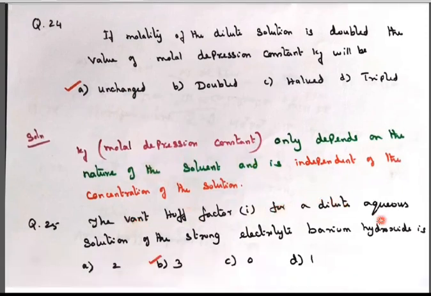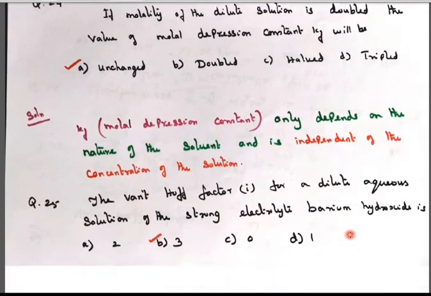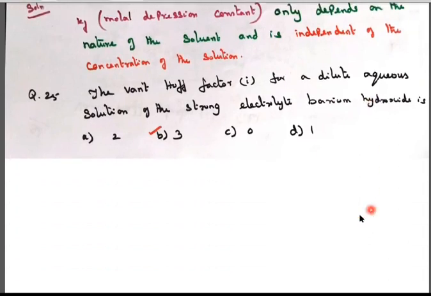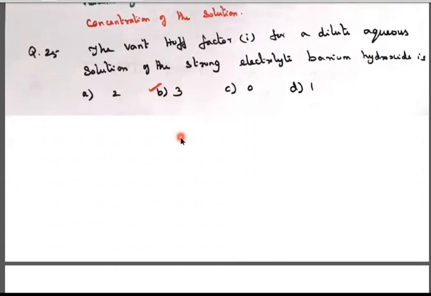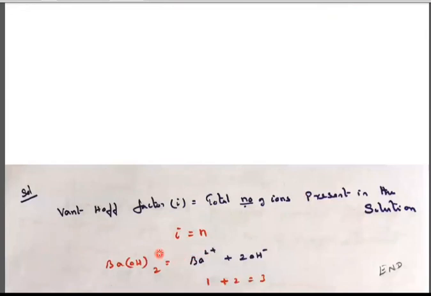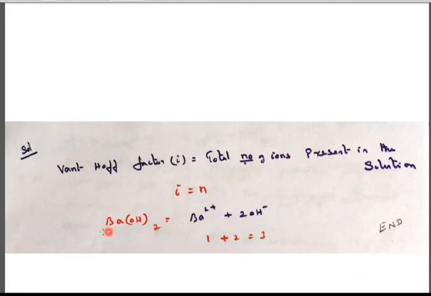The van't Hoff factor i for dilute solutions of a strong electrolyte, barium hydroxide, Ba(OH)2: barium is 1 and hydroxide 2. Barium valency is 2, so 1 barium and 2 hydroxide is nothing but 3. So 3 is the van't Hoff factor. For a strong electrolyte, I already told you i is equal to n, the number of ions. So let us see the number of ions of barium hydroxide. The van't Hoff factor i is equal to the total number of ions present in the solution. Barium hydroxide has the formula Ba(OH)2, Ba2+ and 2 OH minus, 1 plus 2 is equal to 3.